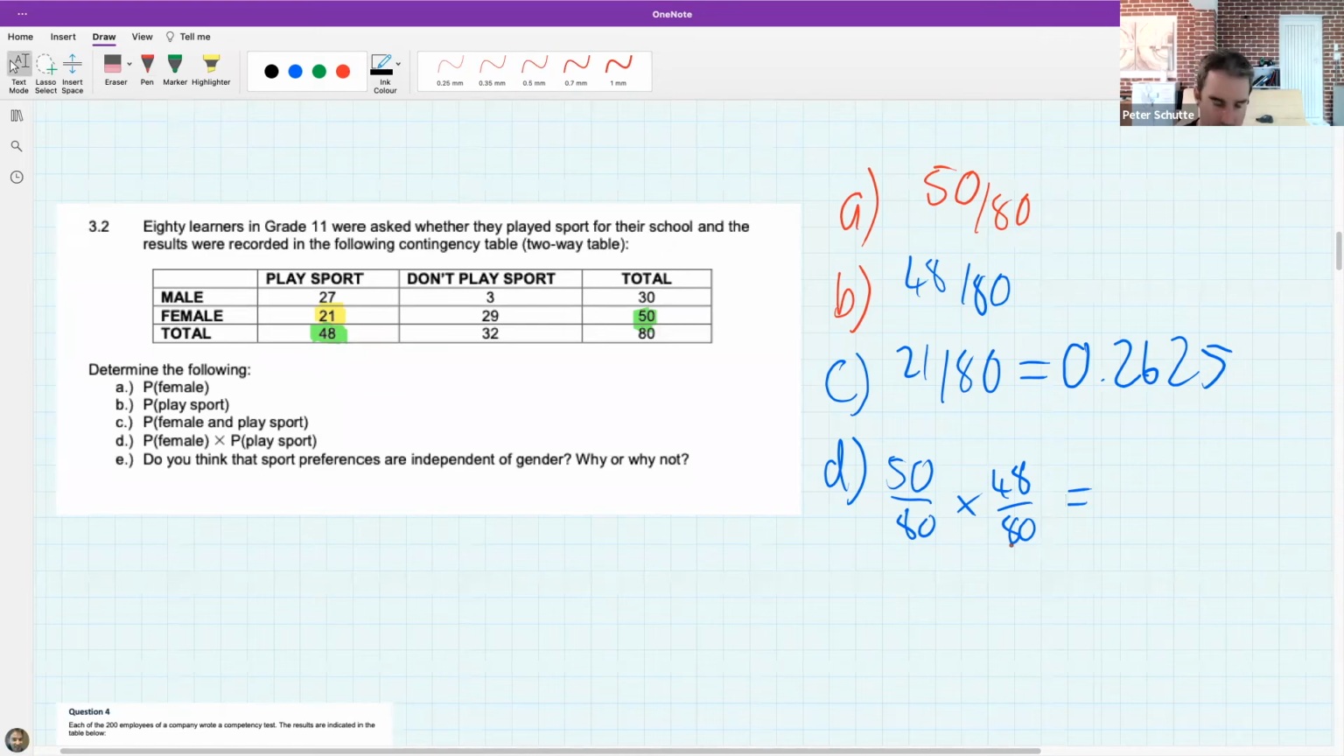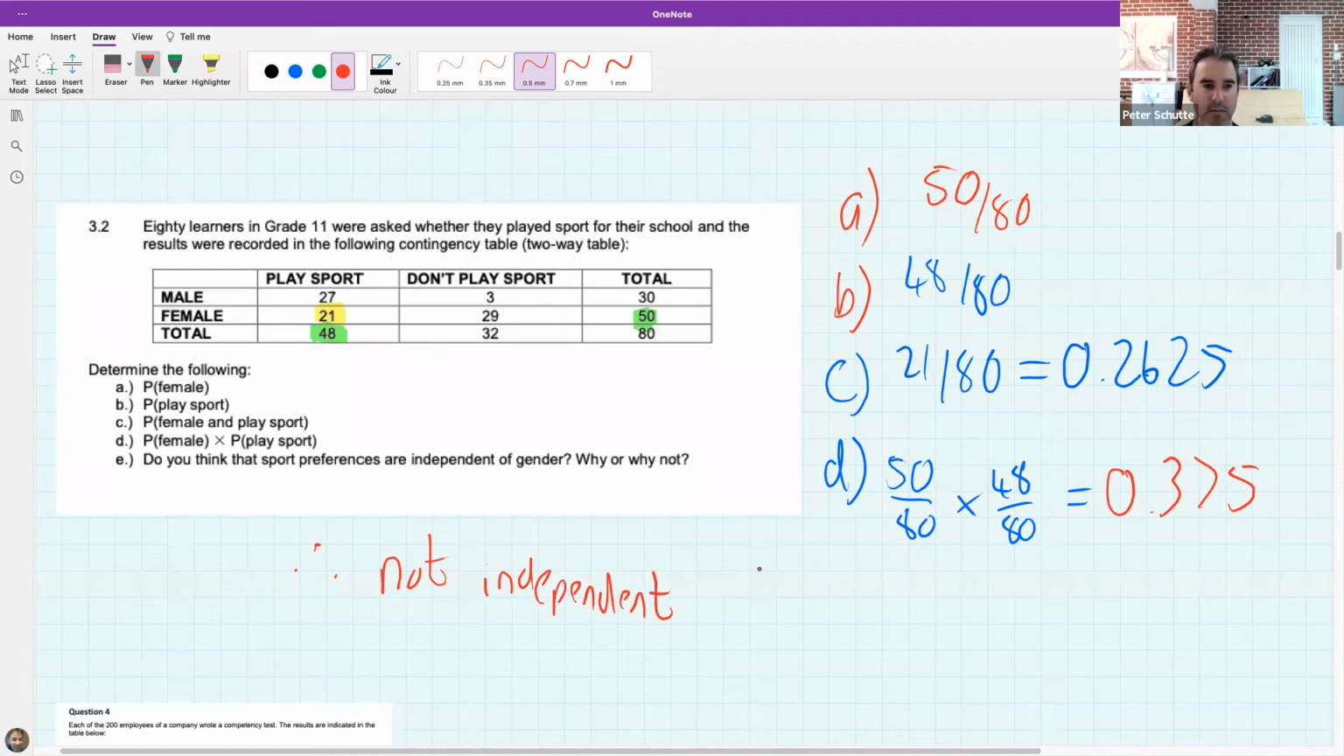So do you have a number for 50 over 80 times 48 over 80? My number is 0.38, I believe. Yes, 0.375. Yeah, so I agree. So it's not independent.